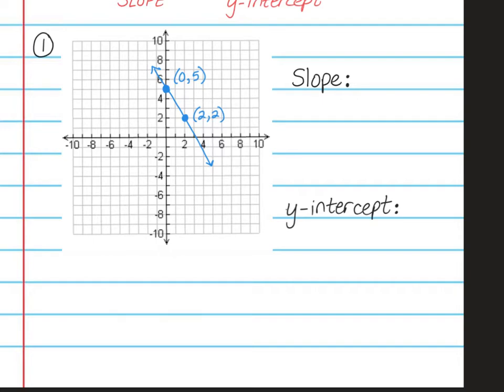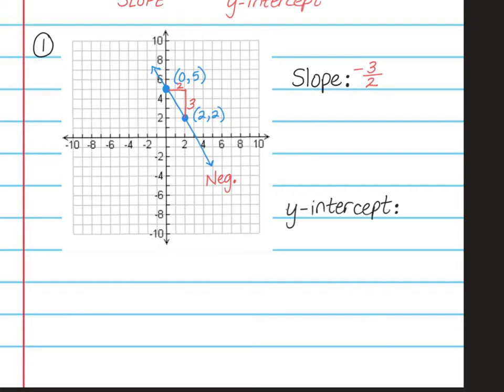Since it's on the graph, we can count up and over to find our slope. So when I count up, I count 1, 2, 3 up, and 1, 2 over. So that means that our slope is 3 over 2. I also see that this is a negative slope. So that means I need to put a negative sign in front of my slope.